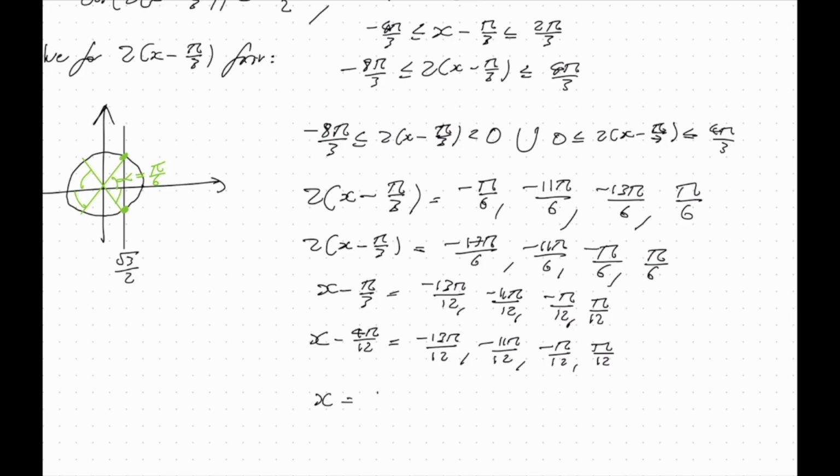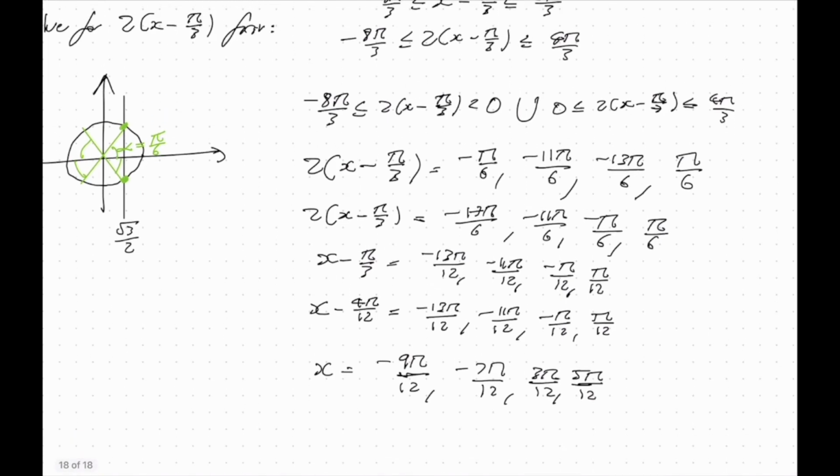Then that's just going to give me minus 9 pi on 12, minus 7 pi on 12, 3 pi on 12, and 5 pi on 12. And then I might as well just simplify a bit further. That's going to be minus 3 pi on 4, minus 7 pi on 12, pi on 4, and 5 pi on 12. And so those are actually our solutions. Those are all the ones for x within that domain.